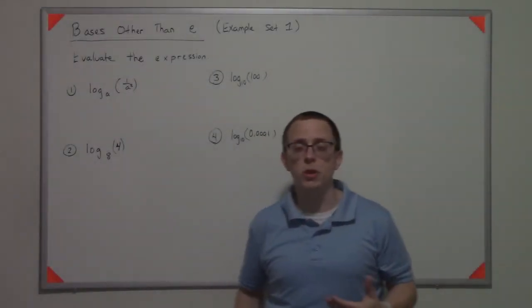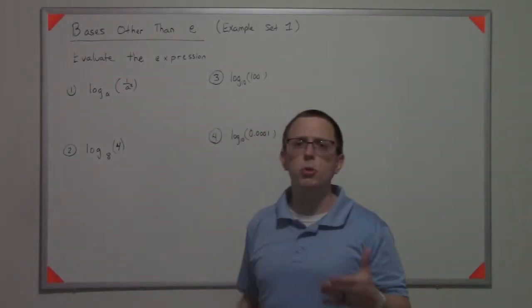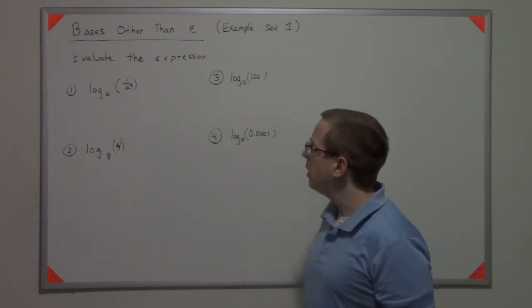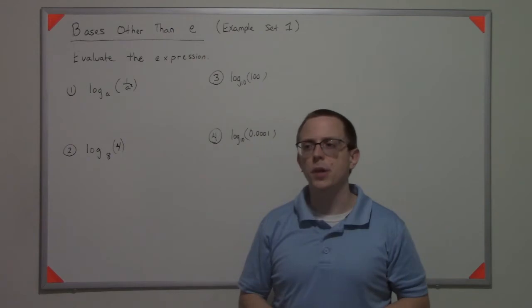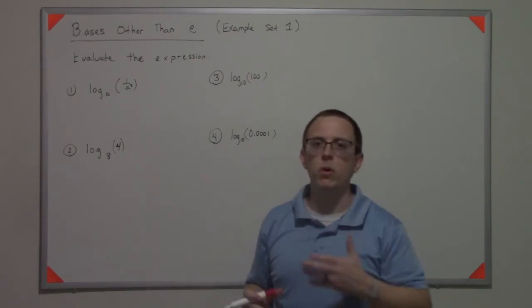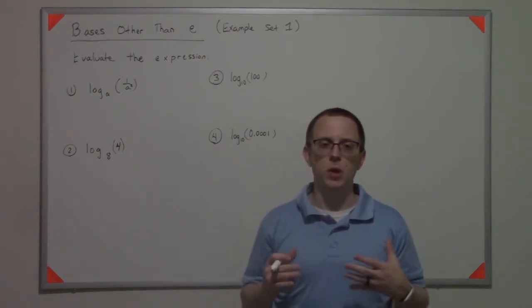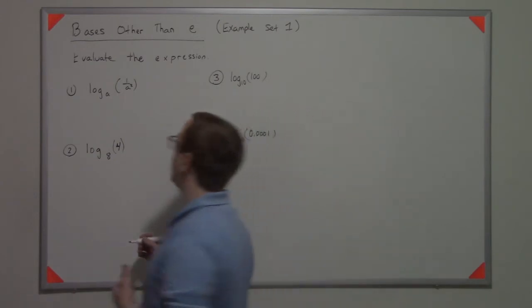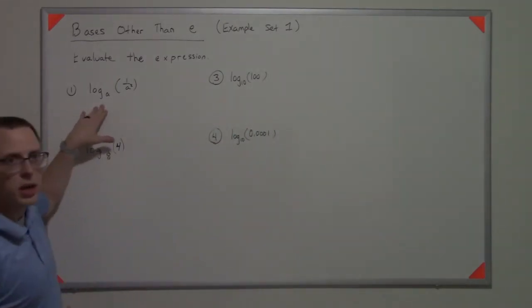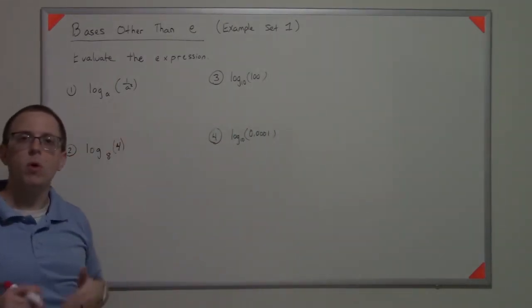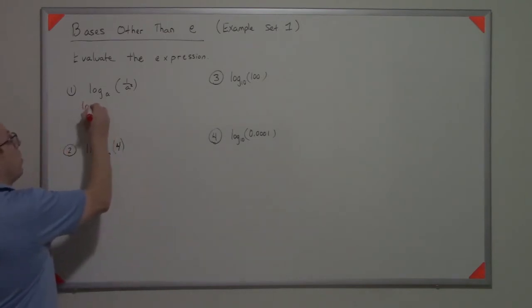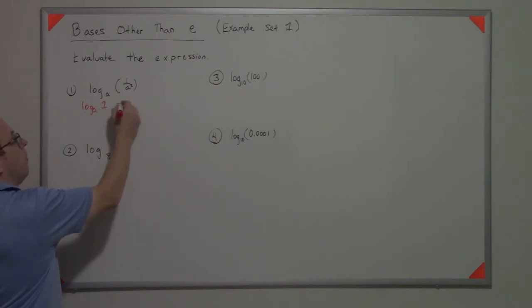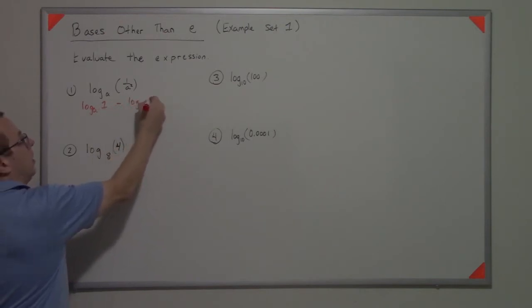Let's do some examples with logs of arbitrary bases, just to refresh ourselves on the properties. The first one is log base a of 1 over a squared. The way we want to do that is to exploit the properties of logs that we know. There are a couple of ways to do this, but one way is that we have a quotient, so we can say that's log base a of 1 minus log base a of a squared.